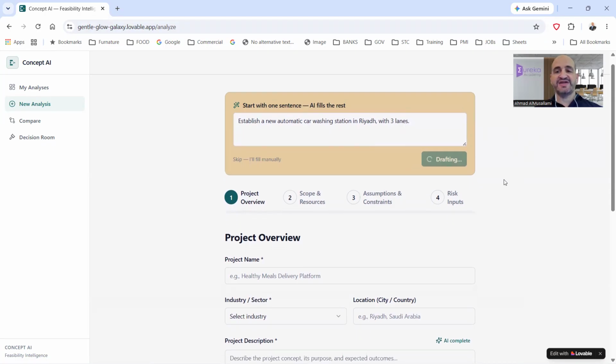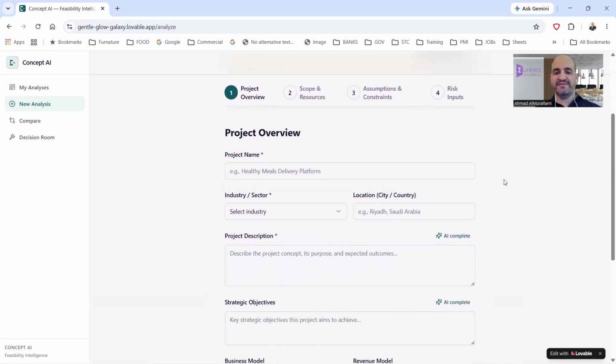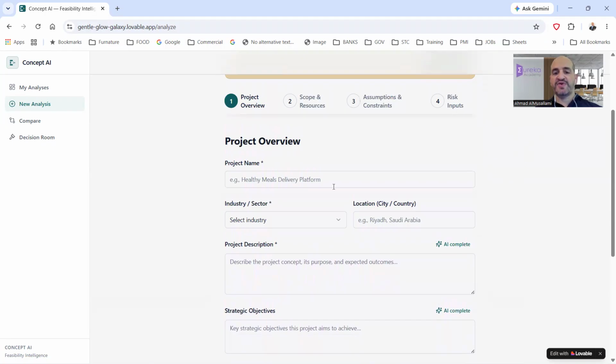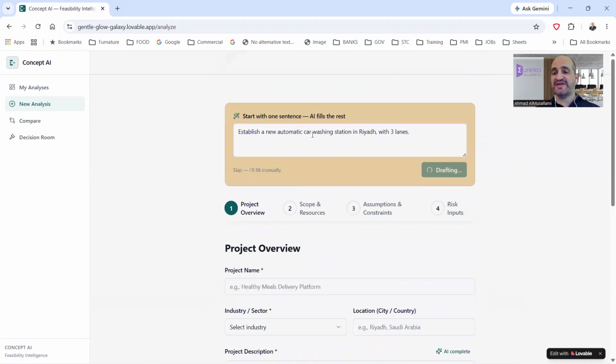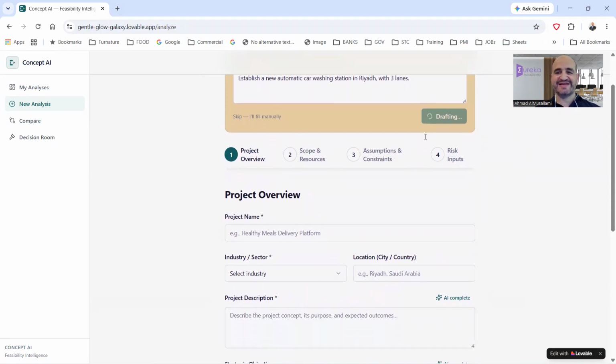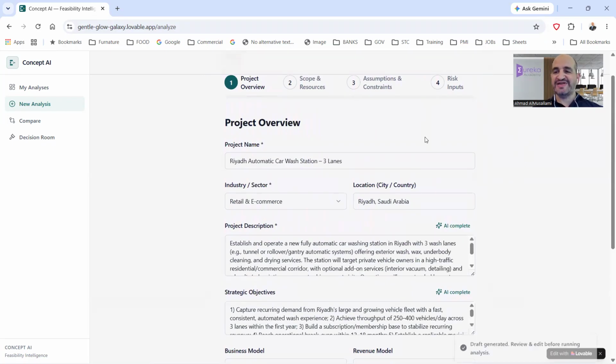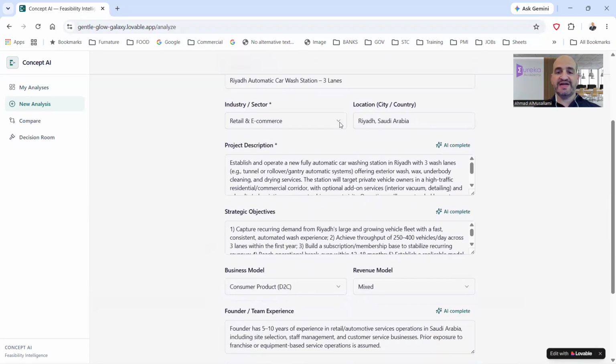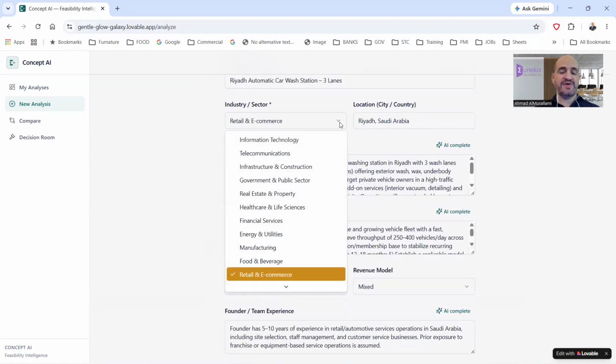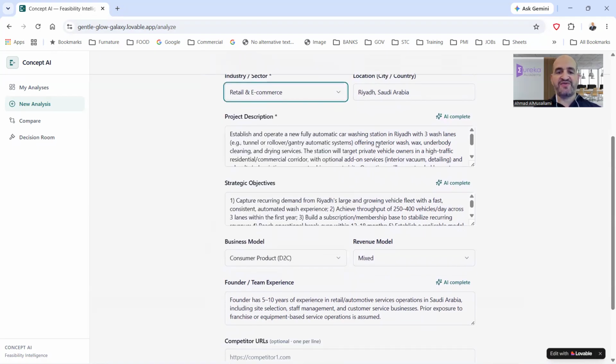And of course, the AI engine will help us now autofill many fields coming, like project name. The example that I chose here is establish a new automatic car washing station in Riyadh with 3 lanes. This is a simple prompt or simple overall description. As you can see now, it is all filled. The project name, also, what industry? It shows for us the retail and e-commerce. It could be IT, telecom, any other industry. Location is, of course, Riyadh.